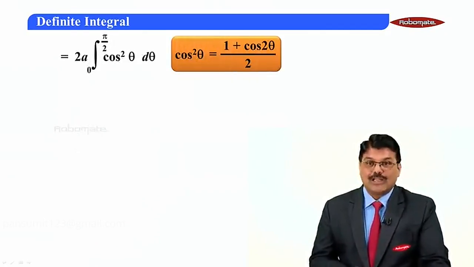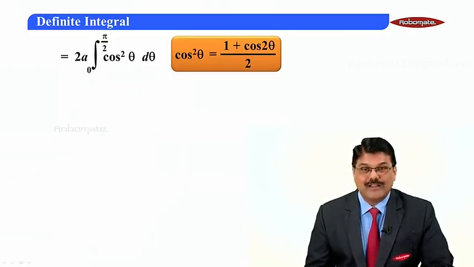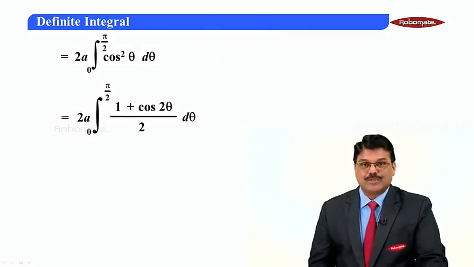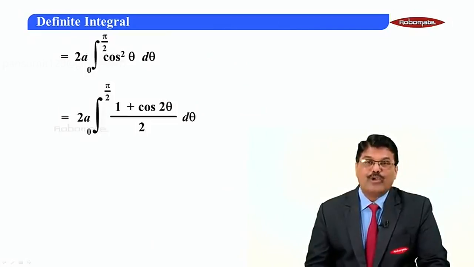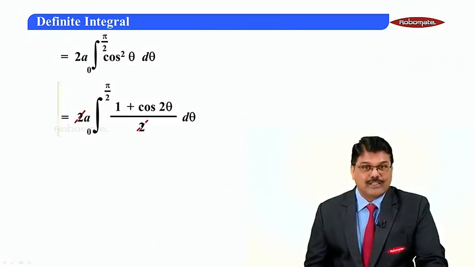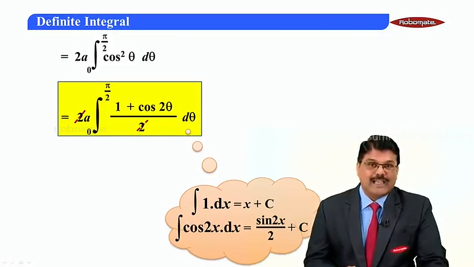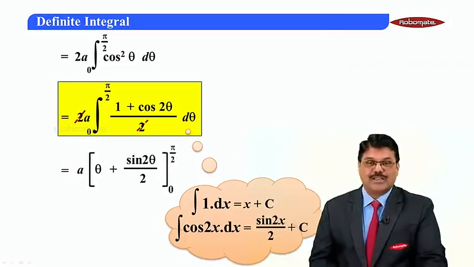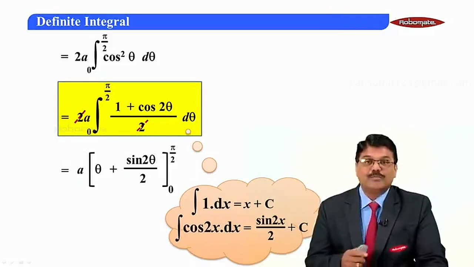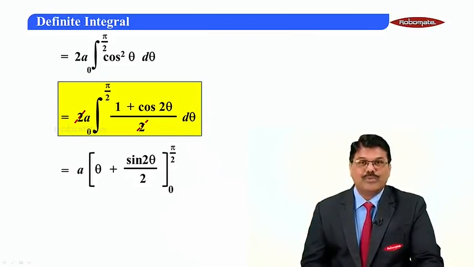Now to solve that cos square theta, we have the standard substitution 1 plus cos 2 theta upon 2. So let us substitute that. So integration goes from 0 to pi by 2, 1 plus cos 2 theta upon 2 with respect to d theta. Cancel that 2, a is outside. Now to solve this, we know the integration of 1, that is x, and integration of cos 2x, that becomes sin 2x upon 2. So similarly, here integration of 1 with respect to d theta, it becomes theta, plus integration of cos 2 theta, that becomes sin 2 theta upon 2, goes from 0 to pi by 2.